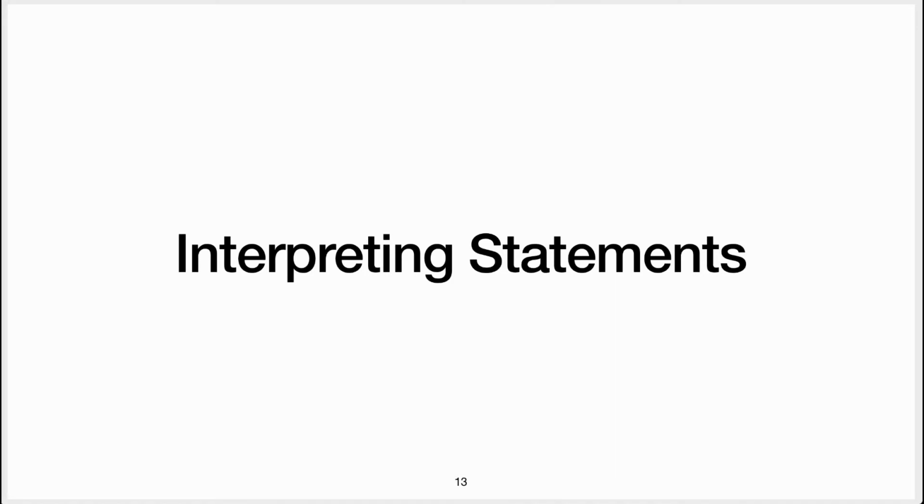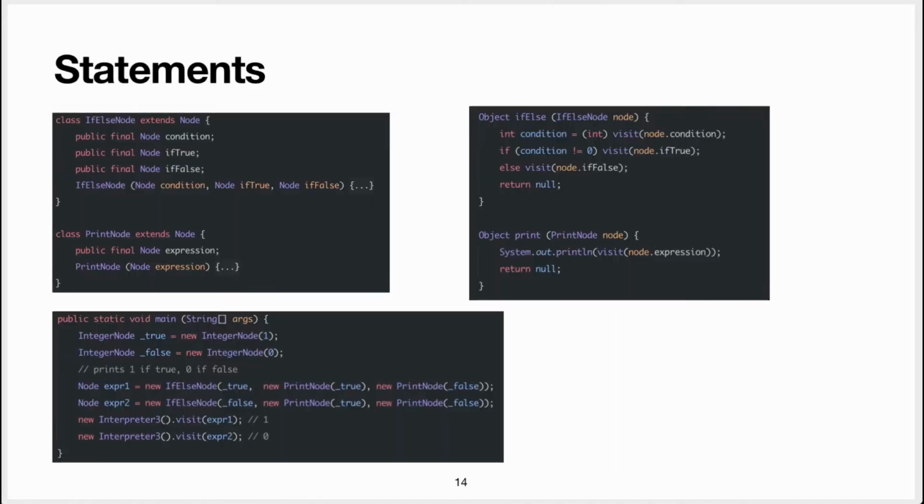Our next step will be to add statements to our interpreter. In particular, I'm going to add two new kinds of statements: an if-else statement, which has a condition, an if-true part that's going to be executed if the condition is true, and an if-false part that's going to be executed if the condition is false. And then a print node statement that's just going to print whatever the expression is.